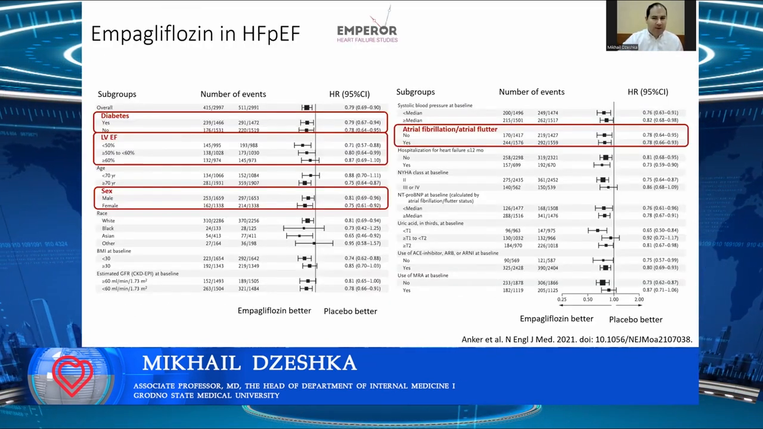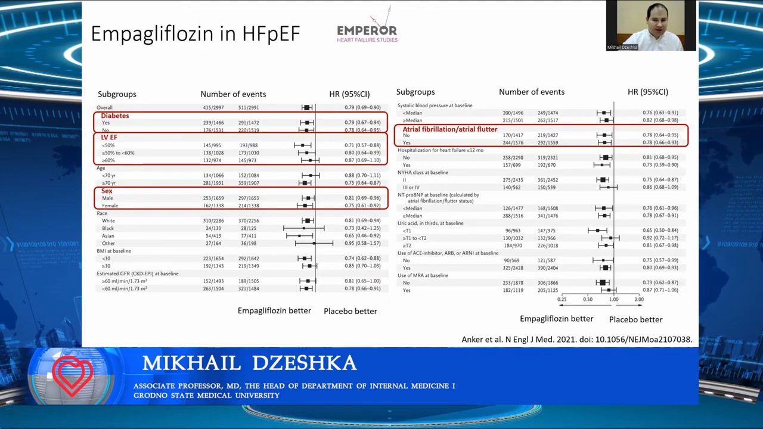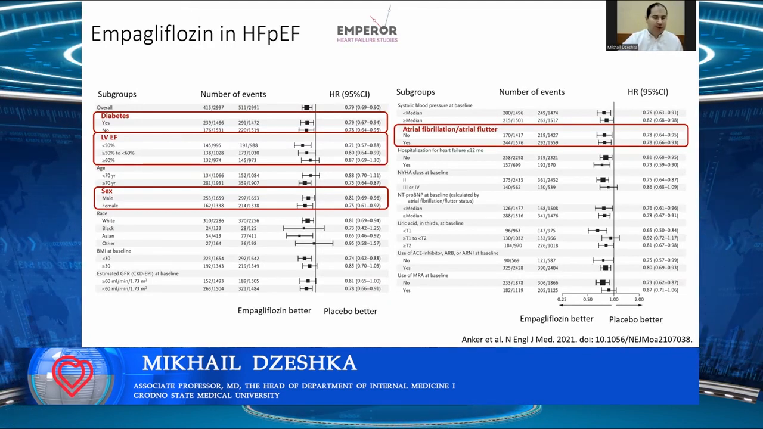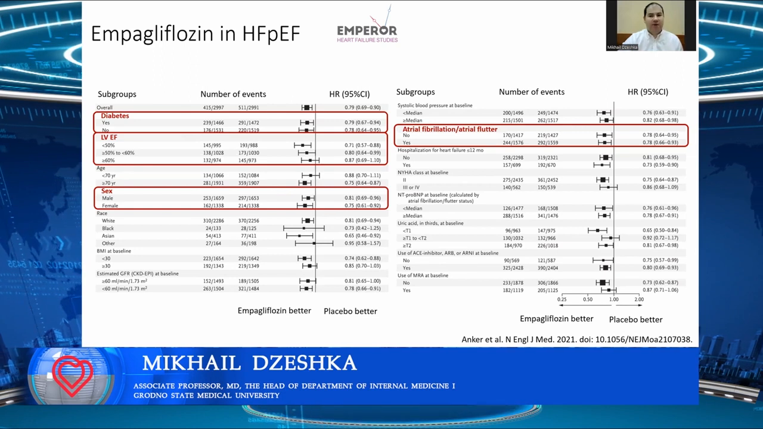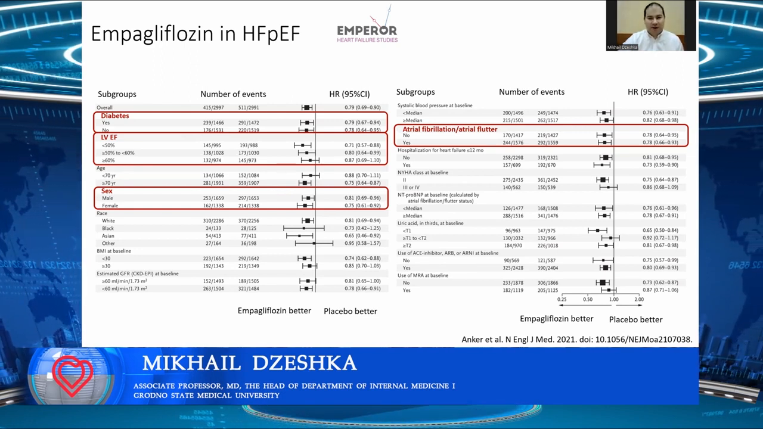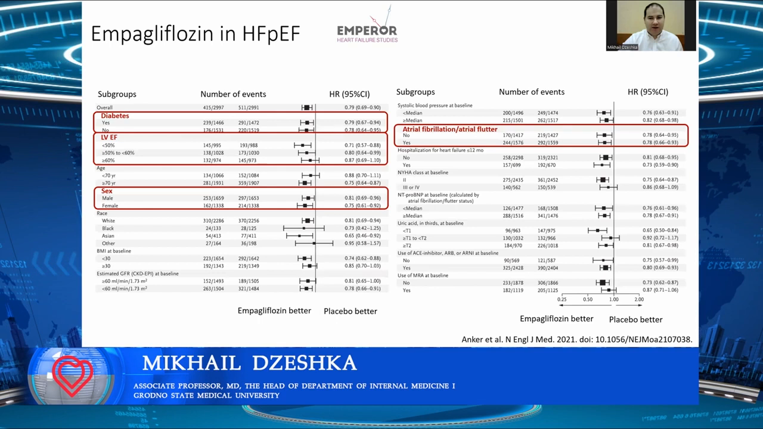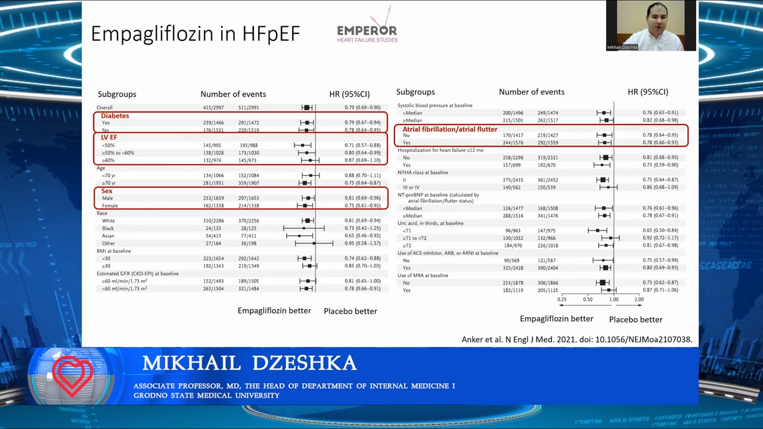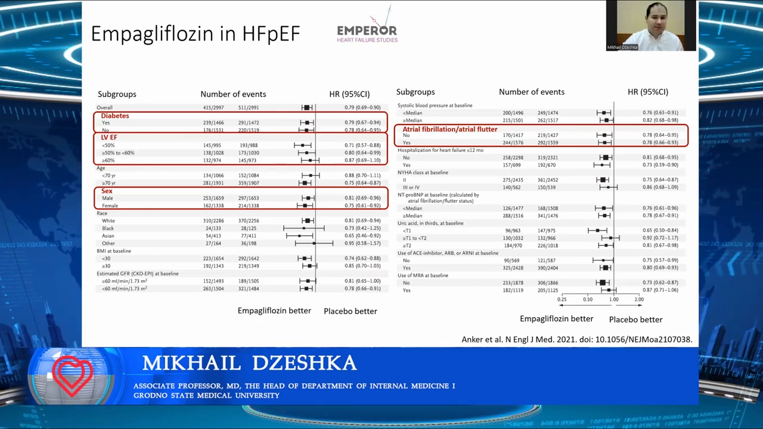In subgroup analysis, empagliflozin was effective independently of diabetes and rhythm status, both in males and females, on the contrary to sacubitril valsartan in the PARAGON-HF trial, and in the ejection fraction range up to 60%.